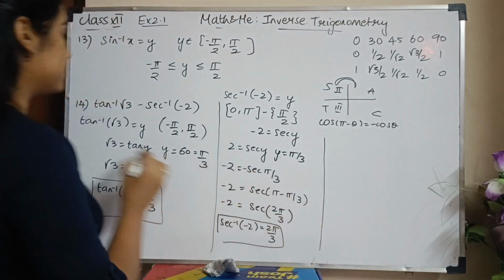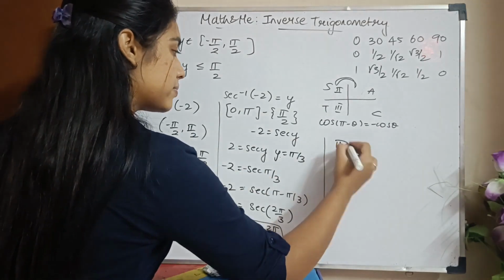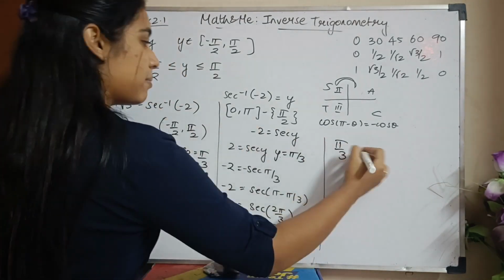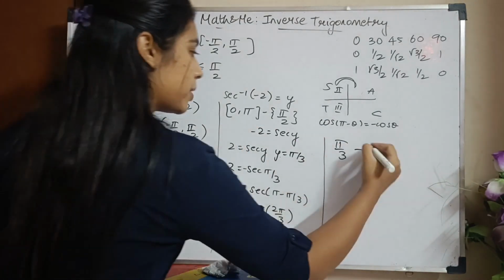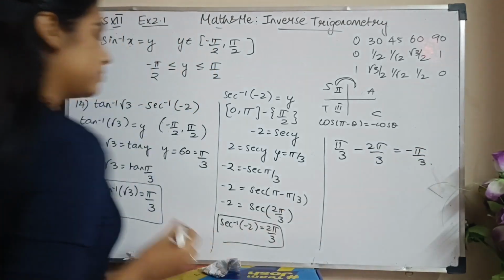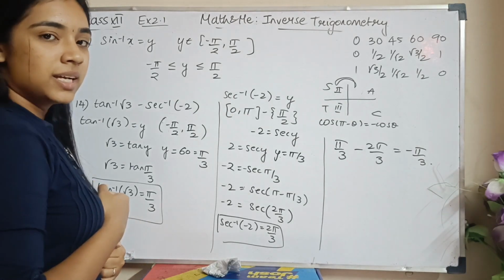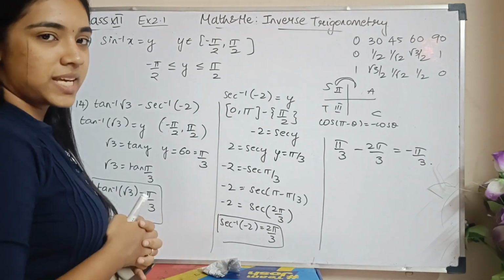If I calculate, tan inverse of root 3 is pi by 3. I have a minus, secant inverse of minus 2 is 2 pi by 3. So when I do both of them, I'll have minus pi divided by 3. Okay. So we are done with exercise 2.1. Let's move on to the next examples and exercise questions.